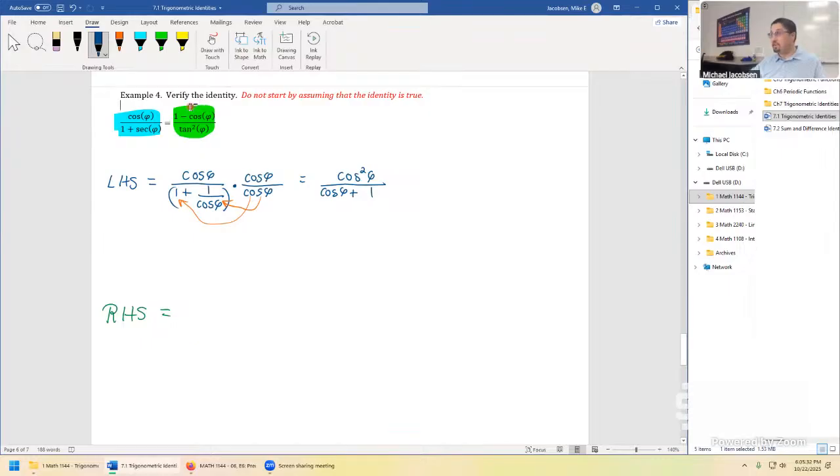1 minus cosine phi divided by tangent squared phi. Somehow we have to transform that denominator into a tangent squared, and the numerator cosine squared needs to turn into 1 minus cosine phi. There's got to be a way to do that, but again, this example is pretty tricky.